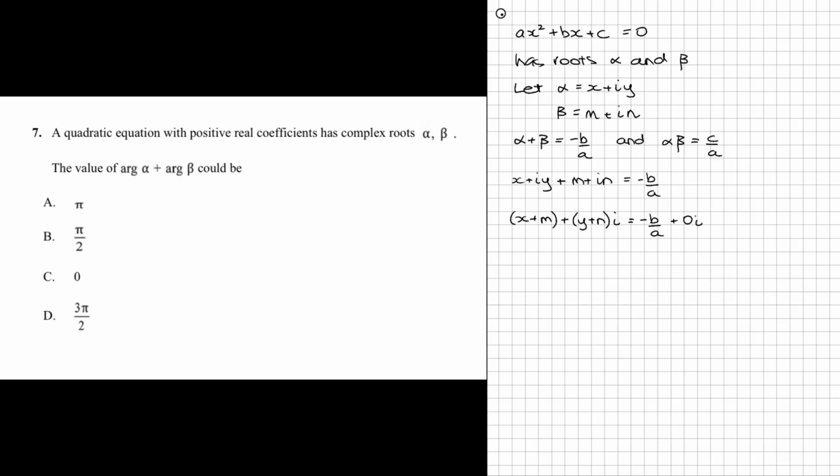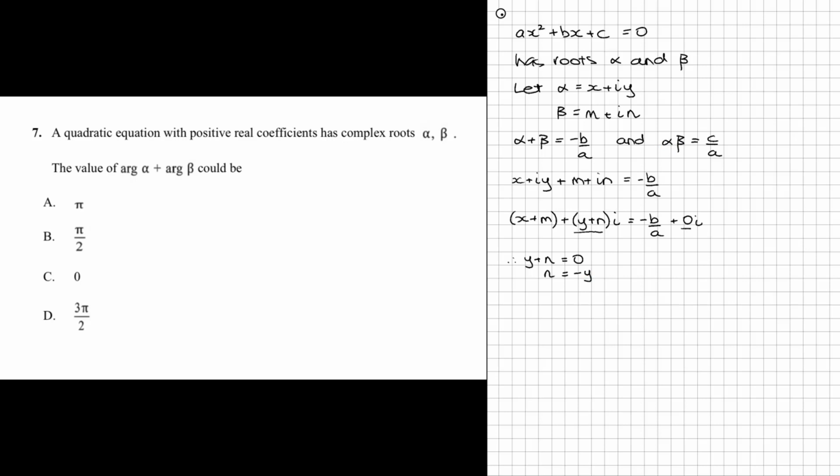So now what I can do is equate real and imaginary parts, and what's really going to be helpful is the imaginary parts, because I've got 0 on the right hand side. So I can say therefore y plus n will be equal to 0. So n would be equal to negative y. I think that's going to help us. We'll leave that there for now, and let's now take a look at the product of the roots.